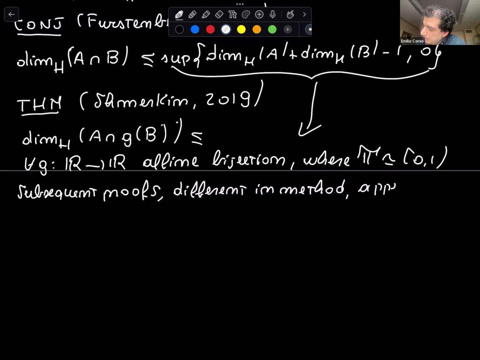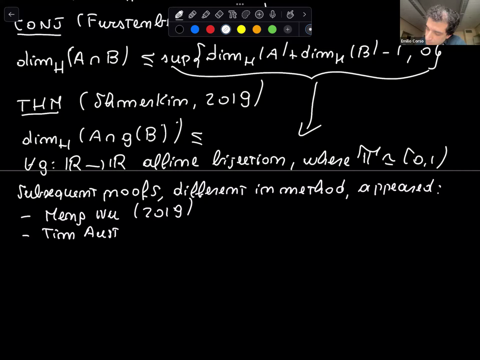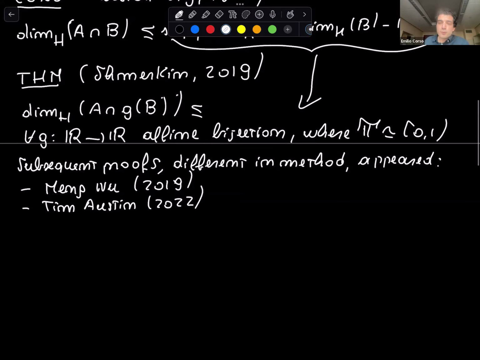Appeared, and due to Meng Wu the same year, and later the approach was considerably streamlined by Tim Austin in 2022. But again, both proofs are completely different in spirit, in nature, than what we are going to discuss today, which is an extension of Pablo's approach for his first proof of the intersection conjecture.